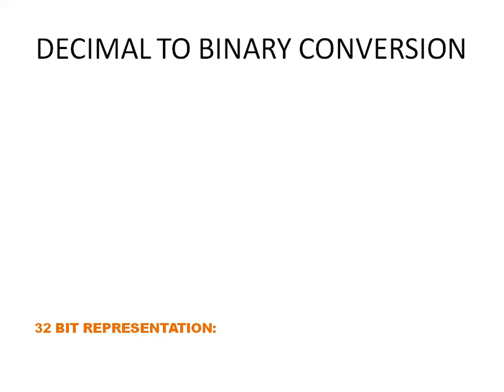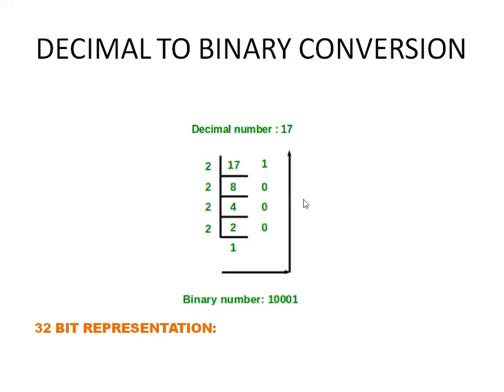Now we are going to convert the decimal number 17 into binary. For this, we use the division by 2 method. We divide 17 by 2. 2 eights are 16, the remainder is 1. Now we divide 8 by 2. 2 fours are 8, the remainder is 0. 4 by 2, 2 twos are 4, the remainder is 0. 2 by 2, 2 ones are 2, the remainder is 0.